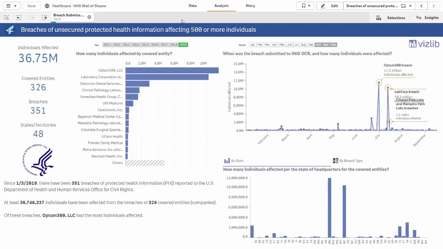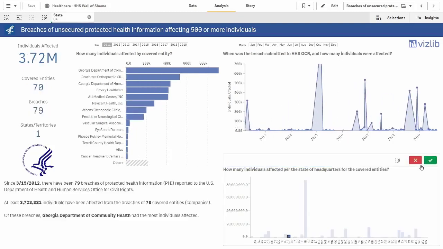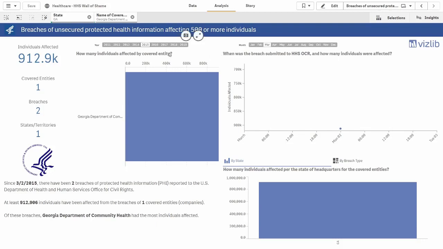So let's look at, if I dance over here, we'll turn the lights back on. Let's pick Georgia out of this list. If you notice the title of the chart down here, it shows how many individuals, per the state of the headquarters of the covered entity, were affected. So this doesn't necessarily mean health systems in Georgia. It just means their headquarters are based here. But there have been that many. So the top one, Georgia Department of Community Health. When did that happen? Almost 1 million patients' files were leaked in March of 2015, thanks to the associative green, white, and gray up there. I can see that really quickly.